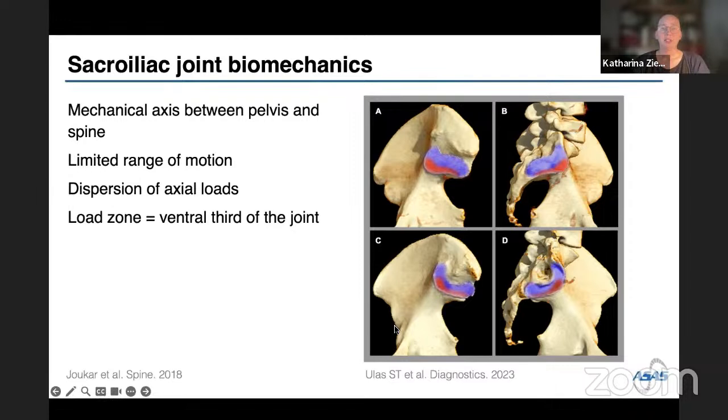There's something that we sometimes refer to as a load zone. This is marked red in this image. We have a male sacroiliac joint on the top. A and B and C and D are female sacroiliac joints. You can see there are some gender differences. The male joint is a little larger, and so the red parts are what we would call the load zone. So the part of the joint that most of the forces run over.